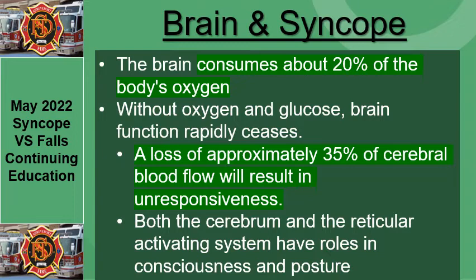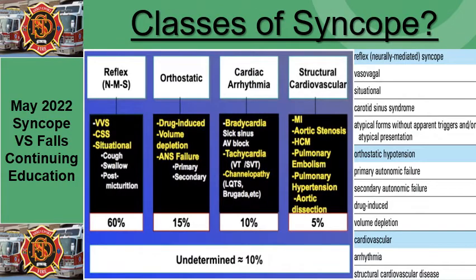Both the cerebrum and the reticular activating system, the cerebrum being what we think with, and the reticular activating system being what turns us awake or asleep, have roles in consciousness and posture. And so if you have any problems with one or the other, you're going to have problems possibly maintaining good posture, you're going to fall out physically, and you may actually have a syncopal episode or a pre-syncopal episode. So what are the classes of syncope?